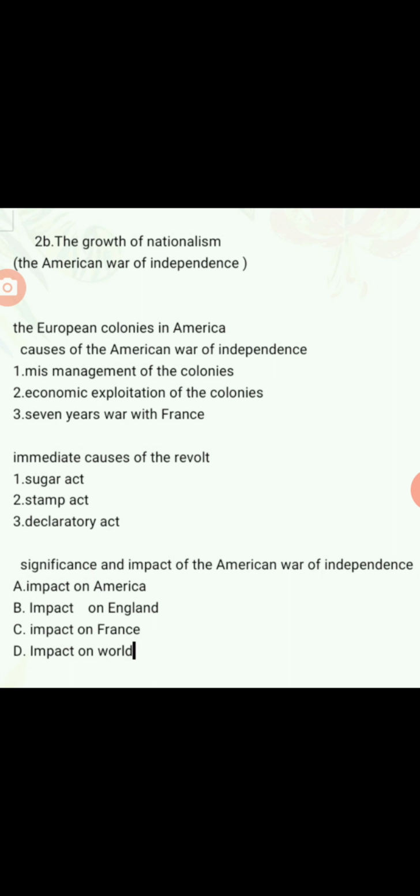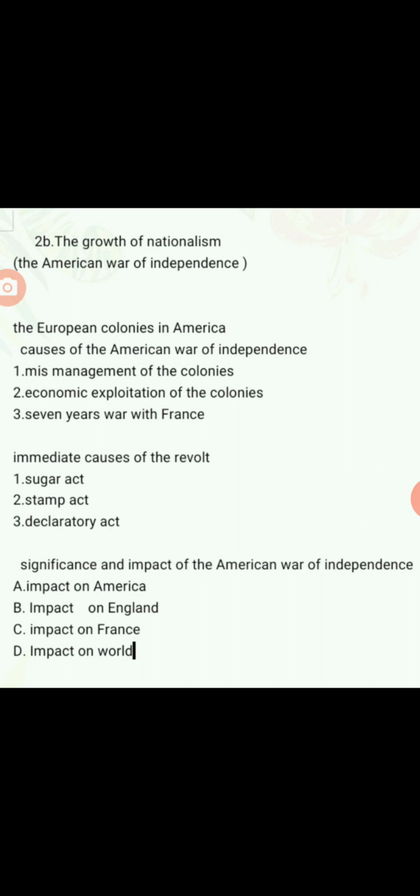But because of the pressurizing rules and regulations, they wanted to get rid of the British Empire, or British government, and afterwards they decided to fight against the British government. And finally, in 1763, they got independence. At first we will see the European colonies in America.